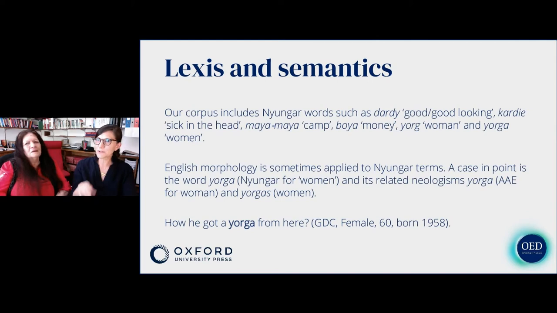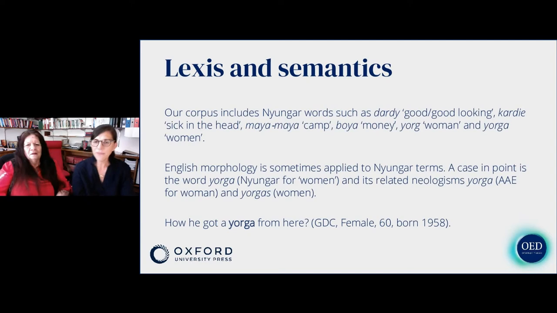corpus is full of Nyungar words, such as dadi, to mean the best, good looking, good. Kadi, to mean someone not right in the head. Maya Maya, to mean a house, a camp, a place where one lives. Boya, which I think we mentioned before, to mean money.